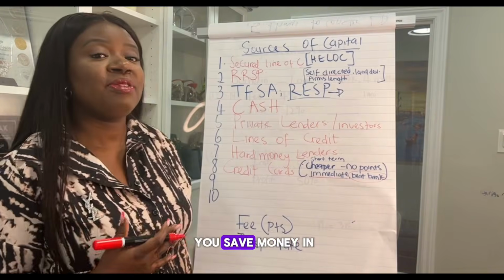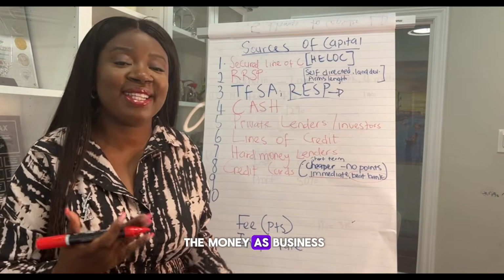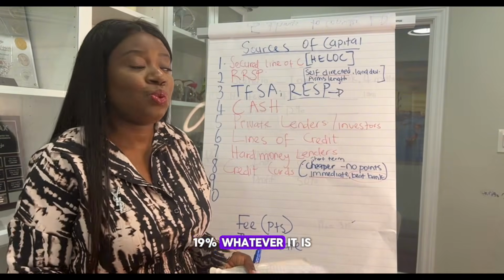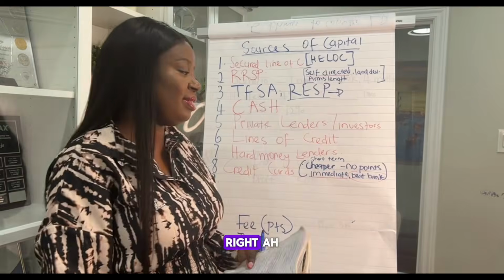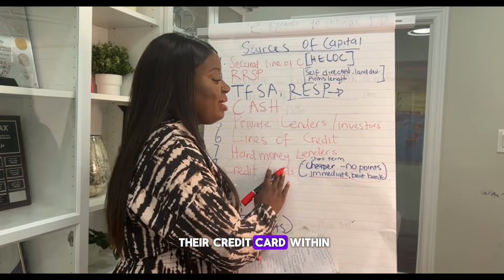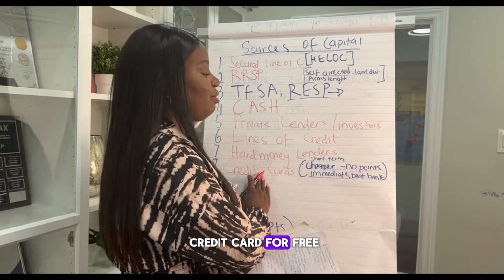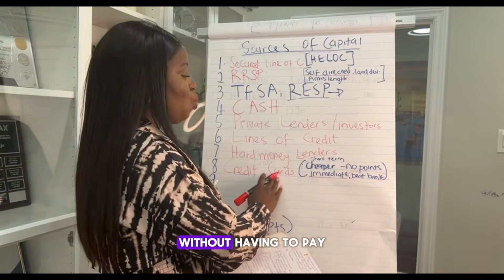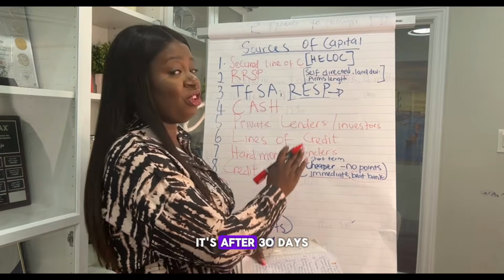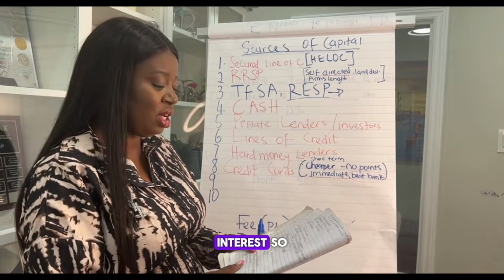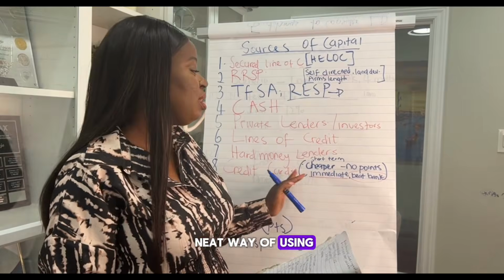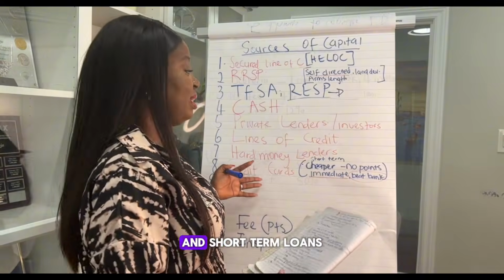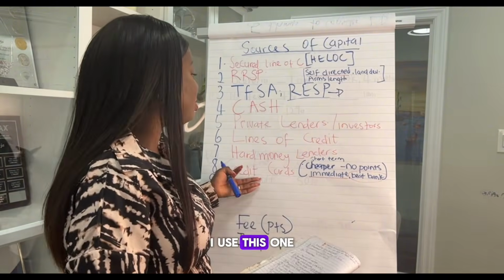Each time you save money in the bank, they use the money as business and lend it back to you at 12%, 19%, whatever they want to lend it at. Well, if I use their credit card, within 30 days I can use it for free, and I can pretty much pay for all my renovations without paying any interest. It's after 30 days that they start charging you interest. So this is a very neat way of using other people's money to fund renovations and short-term loans. I use this one for short-term loans.